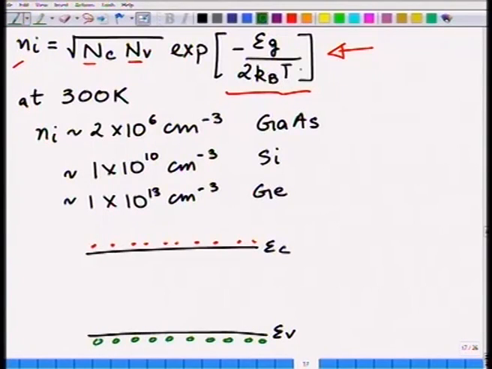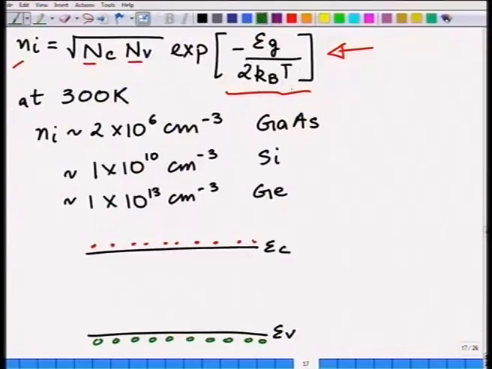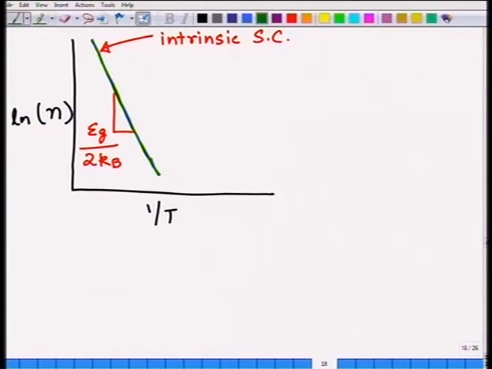That means, if you measure this carrier concentration, you can notice why it is a straight line. This is because there is a temperature dependence here, and there is a temperature dependence in Nc and Nv also, but it is a much weaker temperature dependence, and that is why I was pointing out this temperature dependence. Since it is much weaker than the exponential temperature dependence, this curve looks more or less like a straight line.